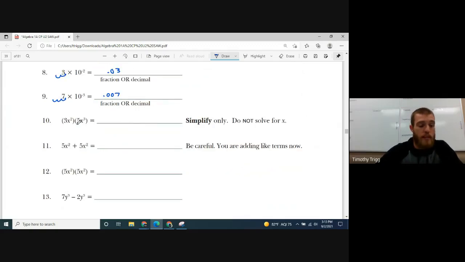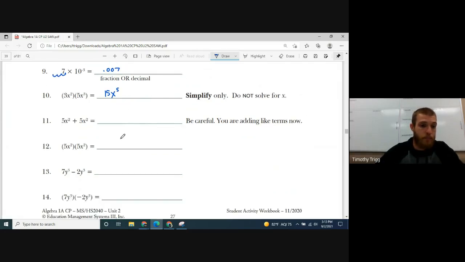Let's go ahead and multiply these together. Again, we multiply the coefficients. So 3 times 5, that's 15. And then x to the power of, well, we would add those powers. Remember, when we're multiplying those, we add those powers. So that's to the power of 5. Here we can add these together because they are like terms. They're both x squareds, right? So this would be 10x squareds.